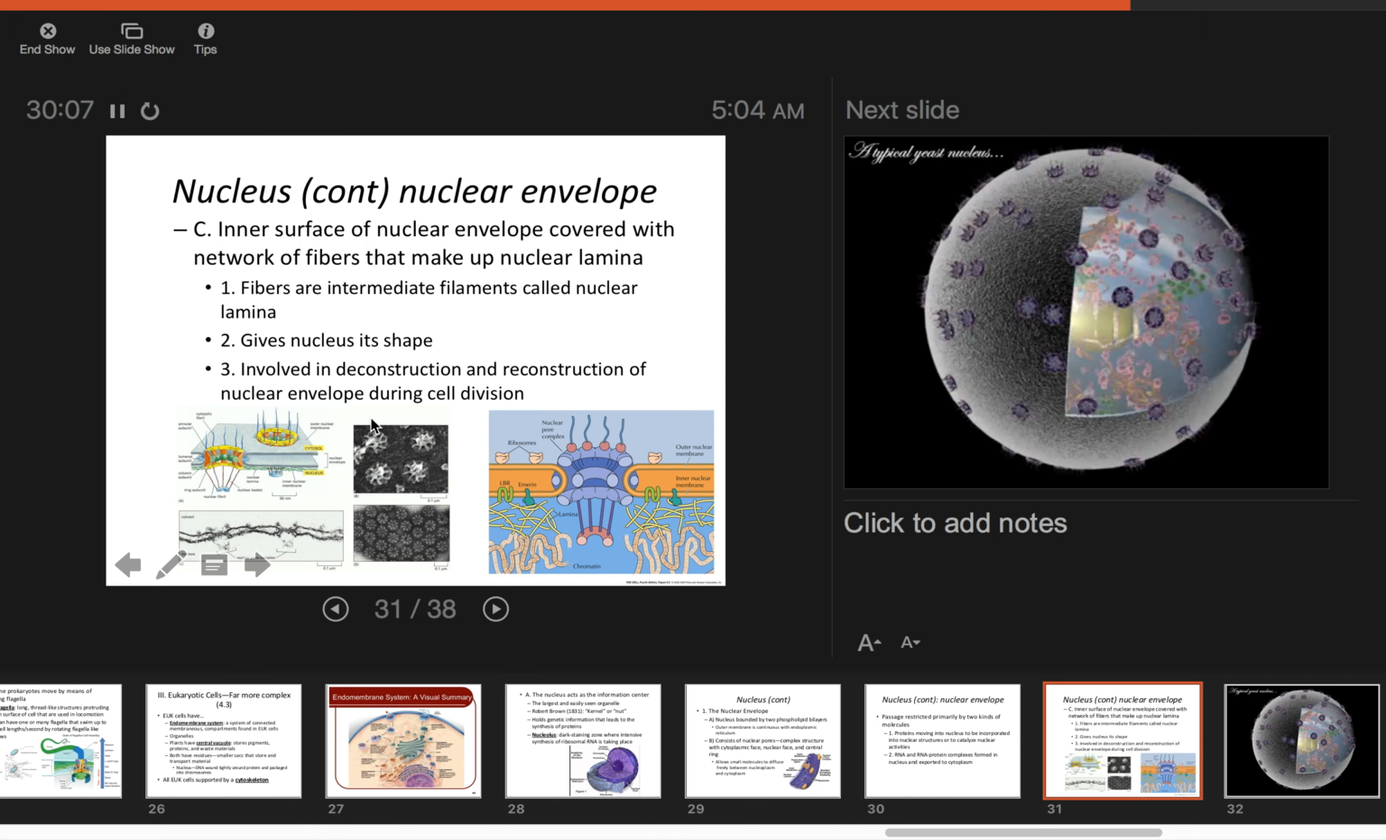The fibers are intermediate filaments called the nuclear lamina. It gives the nucleus its shape. Let's see if I can find the lamina in this. There's the lamina right there in yellow. It's involved in deconstruction and reconstruction of the nuclear envelope during cell division.